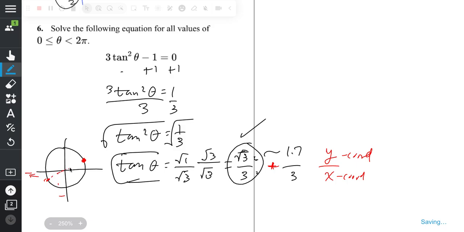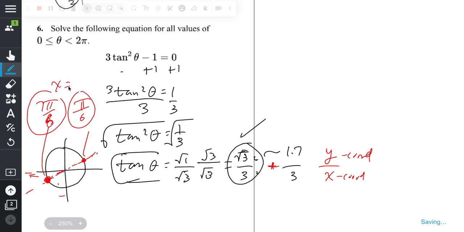This is why Delta Math has you do those diagonal lines when you're identifying the angle where tan is some value. 2 spots, pi over 6, 7 pi over 6. Or theta. Theta is one of those.